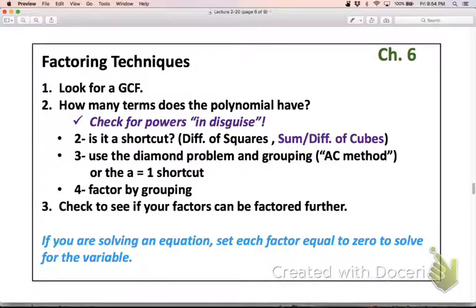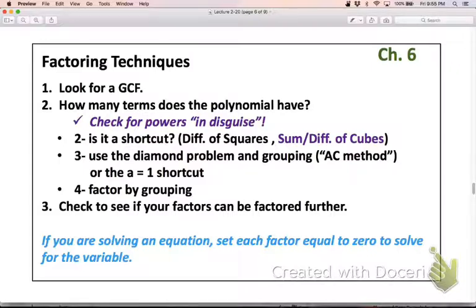Okay. So the last thing here is just kind of a summary of all of the different factoring techniques that we've looked at. Okay. So these are the 3 steps that you always want to go through when you're coming across a factoring problem. So 1, you want to look for a greatest common factor. And then the second thing you want to look at is how many terms it has. Make sure that you're looking for powers that might be in disguise. You're looking for squares and cubes that might be in disguise. So if it has 2 terms, you want to see if it's a difference of squares or a sum or difference of cubes. It's got to be one of those formulas. If it's not, then it's not factorable.